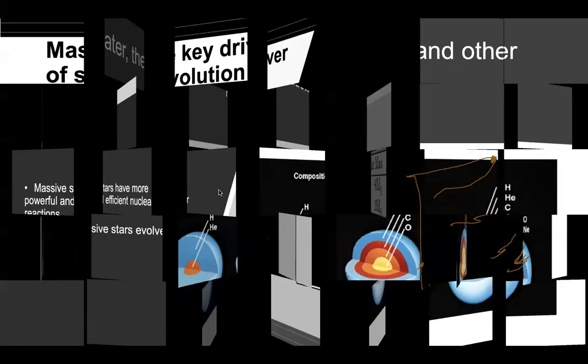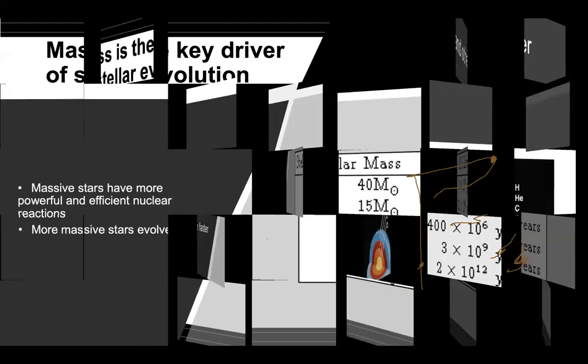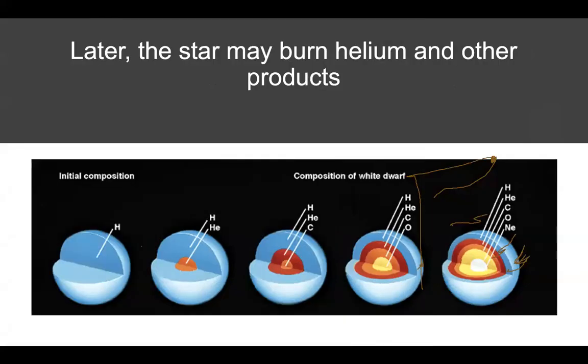So first it's hydrogen getting converted to helium. Then the helium, if the mass of the star is massive enough, fuses to form carbon, and carbon can later convert to oxygen, and so on. The whole process goes on till it reaches the stage where you have iron at the core.